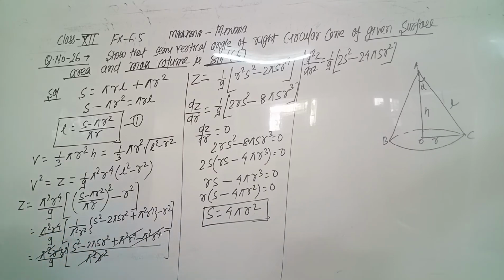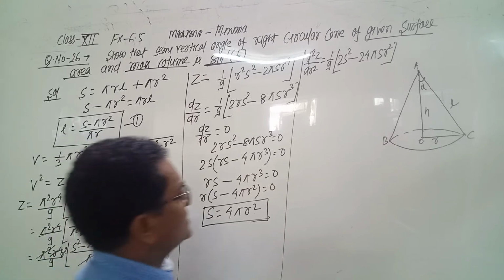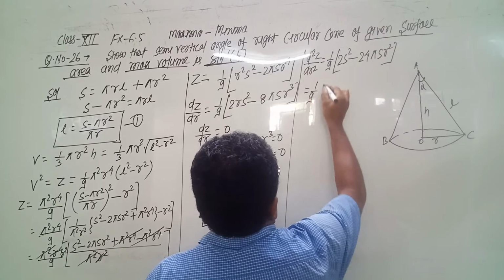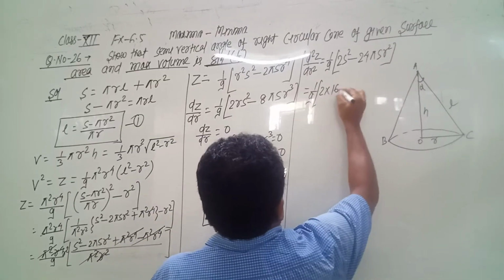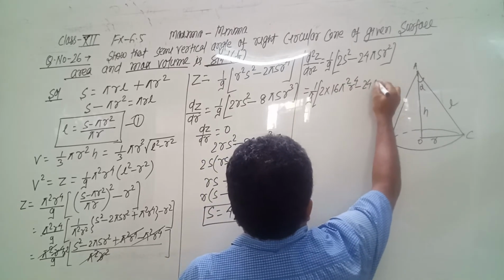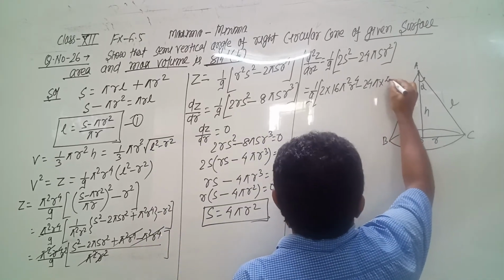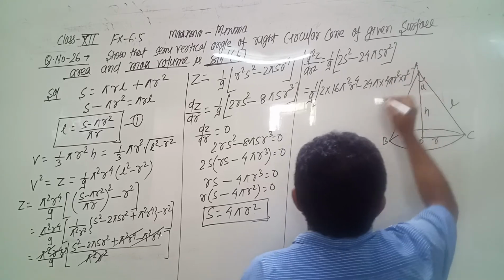So 1 by 9, 2s² minus 24 pi s r². We put the value of s, s equals 4 pi r². So 1 by 9, 2 into s², 16 pi² r raised to the power 4, minus 24 pi times the value of s, which is 4 pi r², into r².